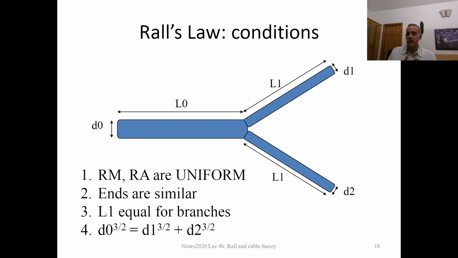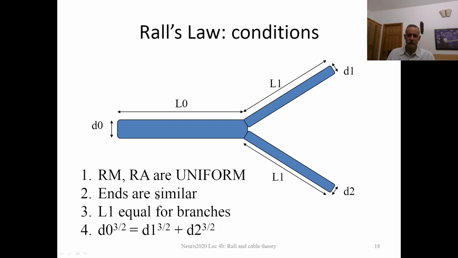But first, what are the conditions? What has to be satisfied for Rall's law to hold? There are 4 conditions. First of all, it assumes that the cell properties, the passive properties Rm and Ra, are uniform. You can't have a different membrane here from there, and that's not really likely anyway. So this is generally easily satisfied. There are cases where the membrane properties differ, but they're very, very unusual.